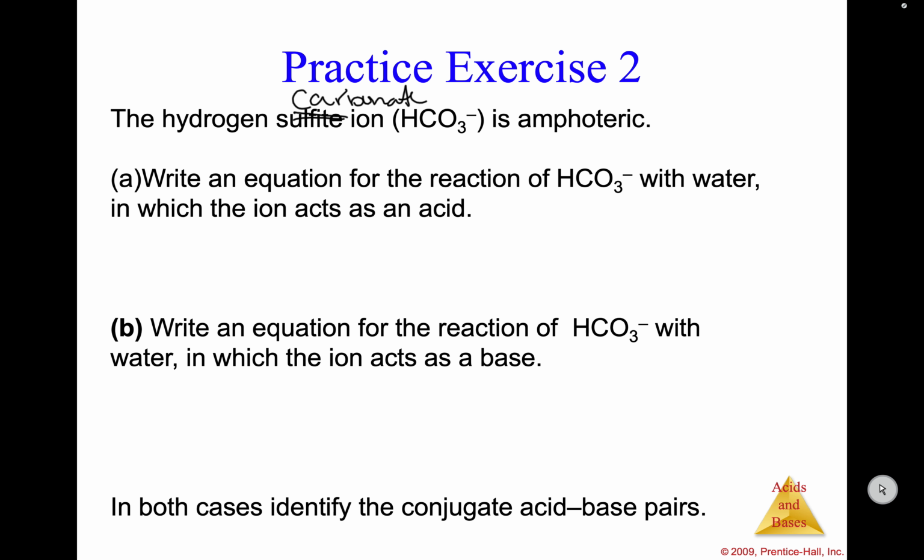Again, as a reminder, what does it mean if something is amphoteric? It can act as an acid, it can also act as a base. So if something is acting as an acid, what does an acid do? Donate a proton. And if I'm a base, what do I do? Proton acceptor.